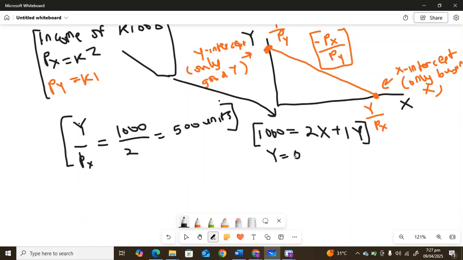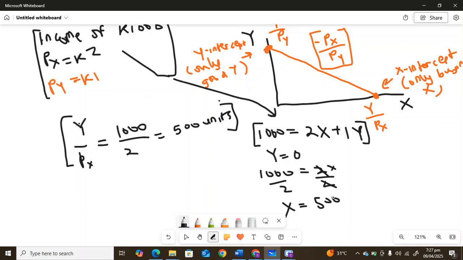So if you equate Y to 0, our budget constraint equation becomes 1000 equals 2x. This Y is 0, 0 times 1 is 0. So to get the value of x, x equals 500 units. That's the other way you can find your x-intercept. Basically, how many of good X you can buy if you're only buying good X.